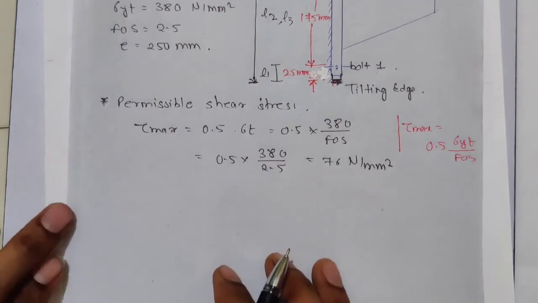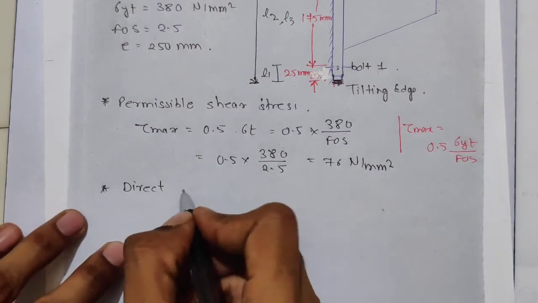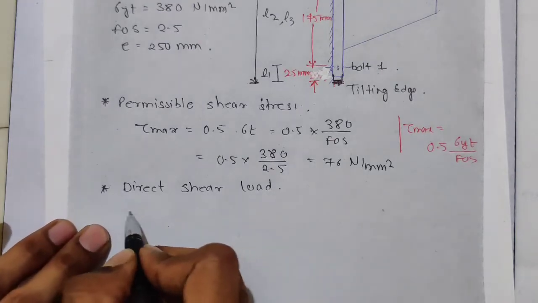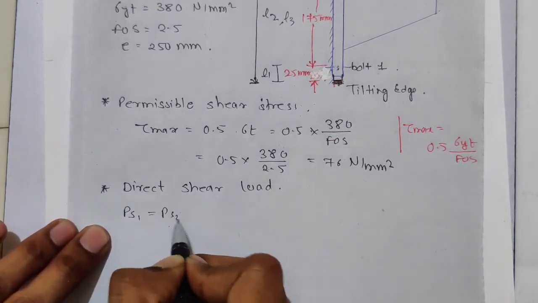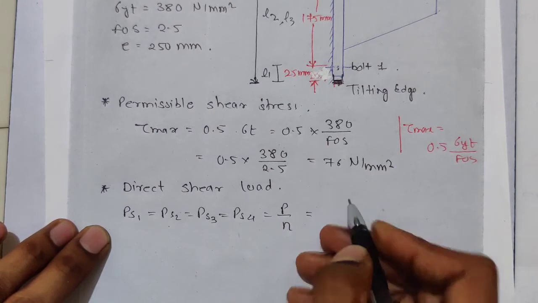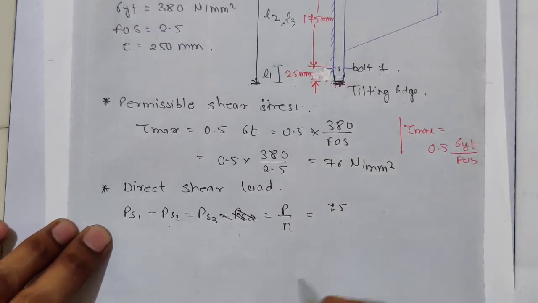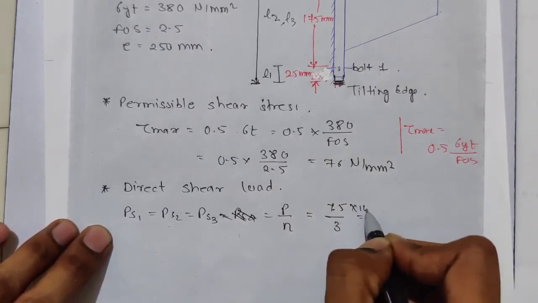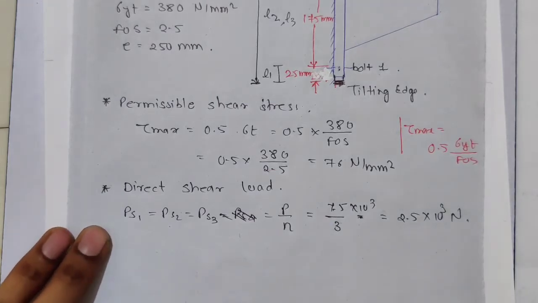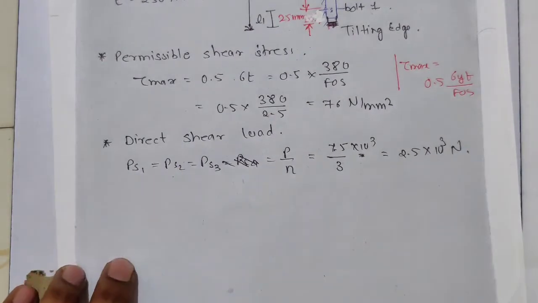So next is the primary shear load or direct shear load. I'm just going to say direct because we are not having two shear loads. Same formula from the earlier sum: Ps1 is equal to Ps2 is equal to Ps3 is equal to P upon number of bolts. P is 7.5 into 10 raised to 3, there is no Ps4, only 3 bolts, so upon 3, it is 2.5 into 10 raised to 3 Newton. So we have primary shear load as 2.5 into 10 raised to 3 Newton.